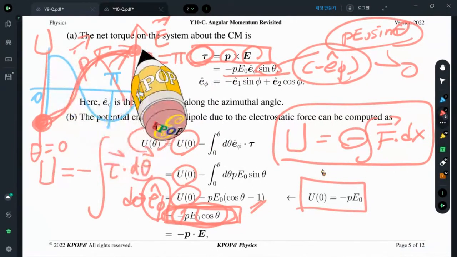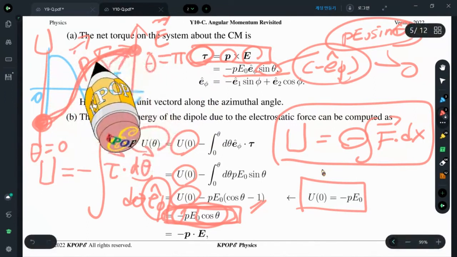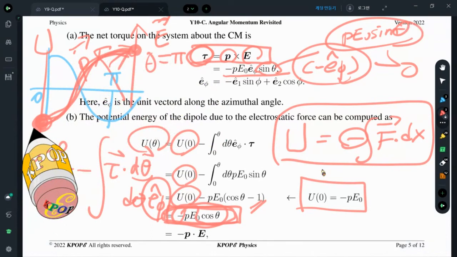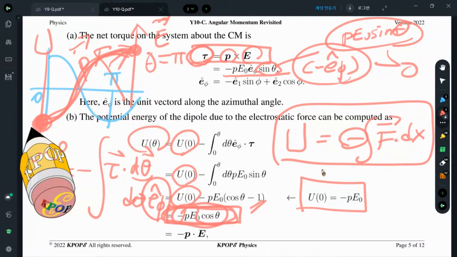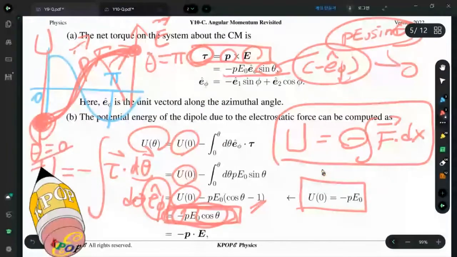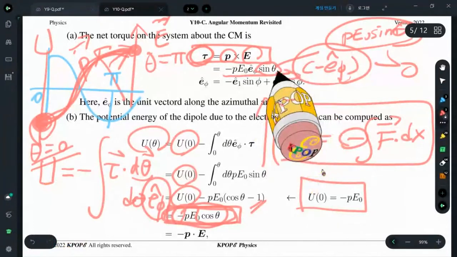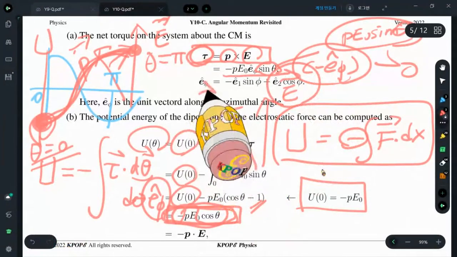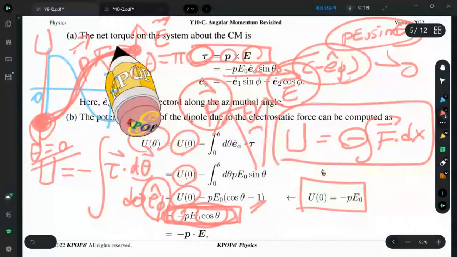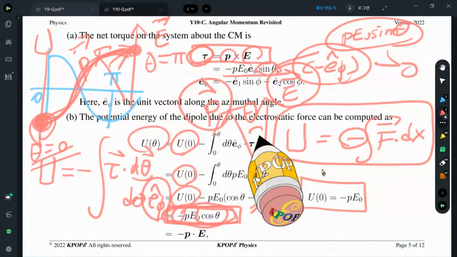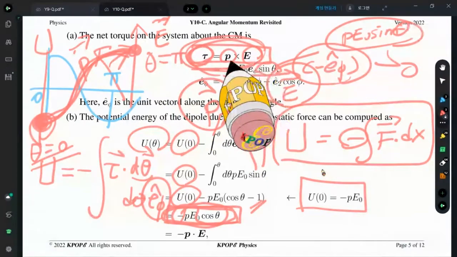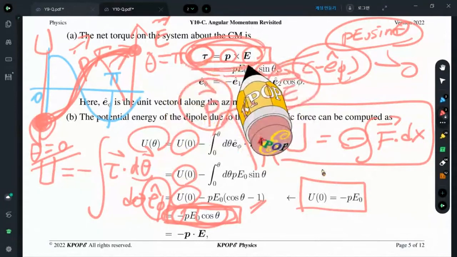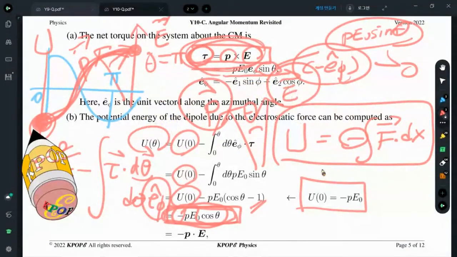For any force, in here this is a torque, the torque tends to decrease the potential energy. The torque tends to make the particle have a lower potential energy. That's the direction where theta equals 0. What is theta? The angle between the electric field and the dipole. This angle tends to decrease due to this torque. It is easy to memorize. However, as well as memorizing this formula, you must know the meaning of this formula.